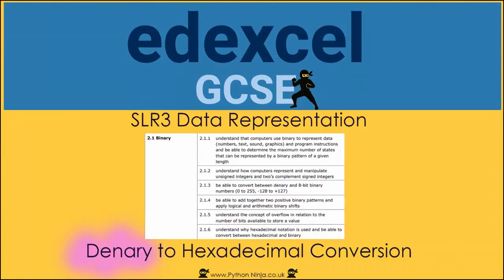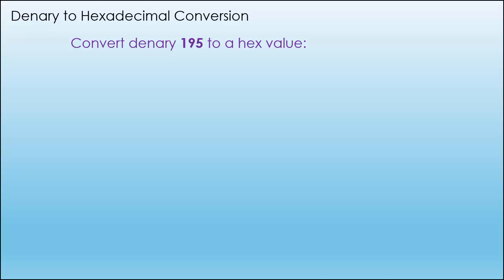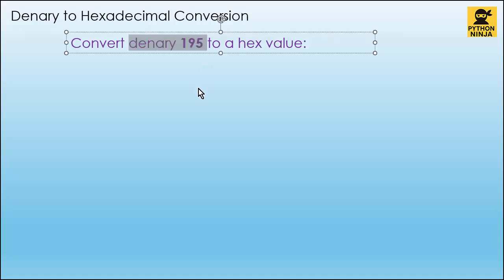Okay, so we have already converted from hex to denary, so now we need to convert from denary to hex, and I've highlighted that we are converting from denary to hex with this lovely tasteful shade of purple in the title. Okay, so let's ask ourselves the question, what is the hex value for denary 195? How do we convert from denary to hexadecimal?